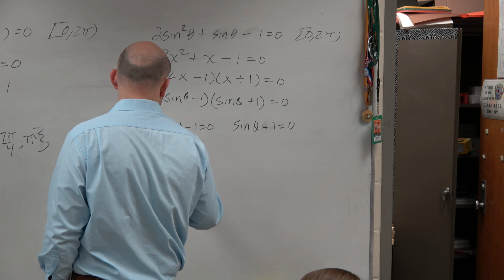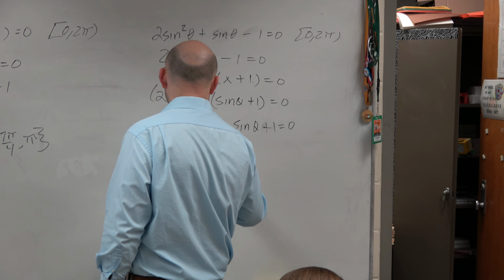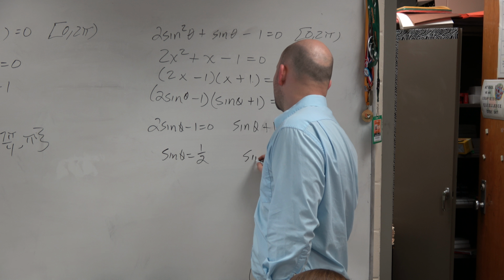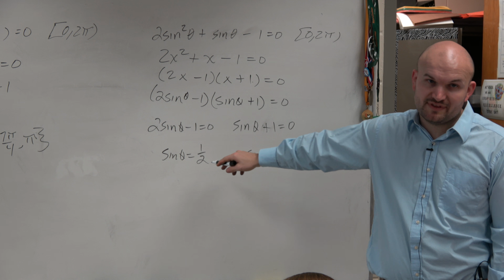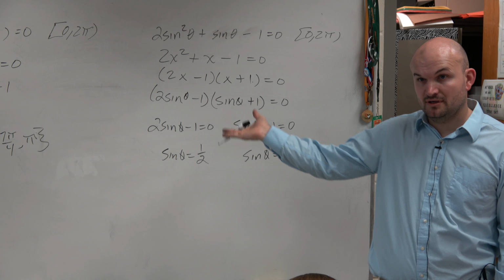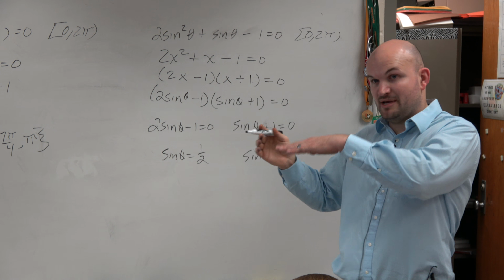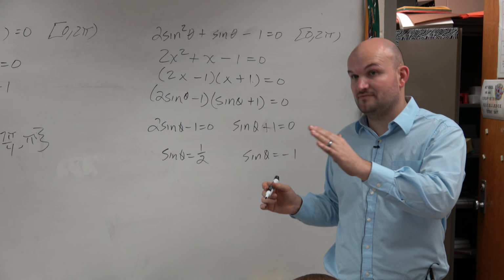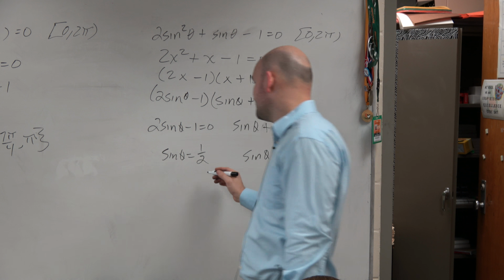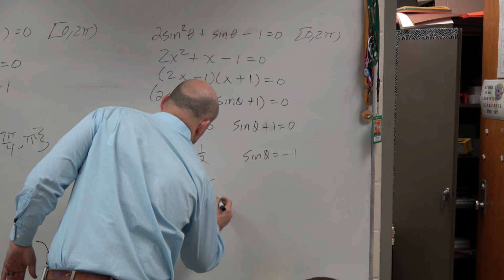And then therefore, this one, sine of theta is equal to +1/2 this time. And sine of theta is equal to -1. So what angles is sine of theta equal to 1/2? Thinking of the unit circle, that's going to be at pi/6 and 5 pi/6. So I'll use my solution set here.